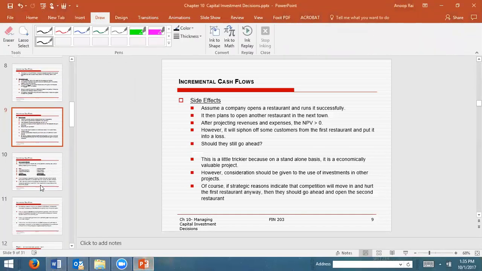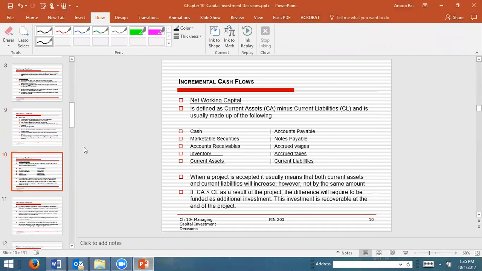Okay, now the final thing is net working capital. Now, net working capital is something we have to include because anytime you start a business, there's the part where you have to buy the main equipment, etc., but then there's the other part which makes up your treasury function, which is the day-to-day running of your operations, right?